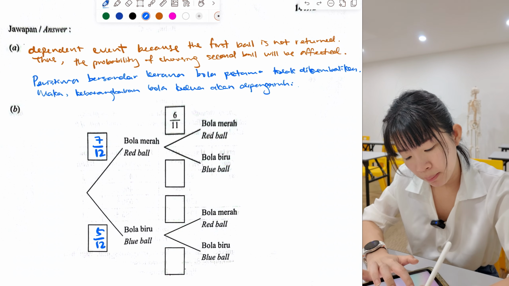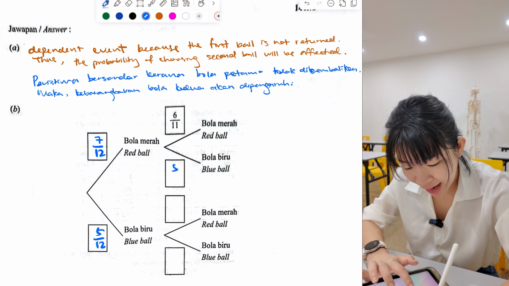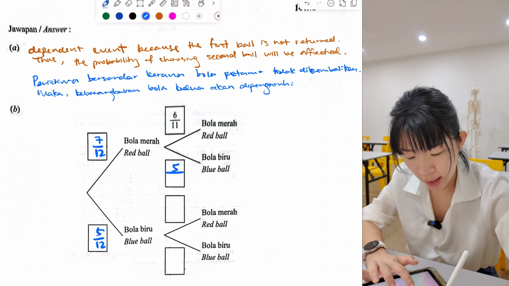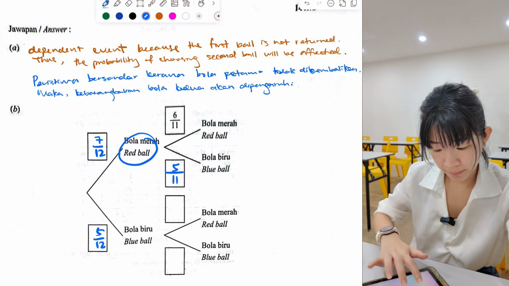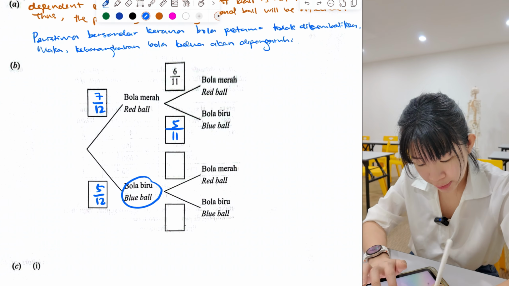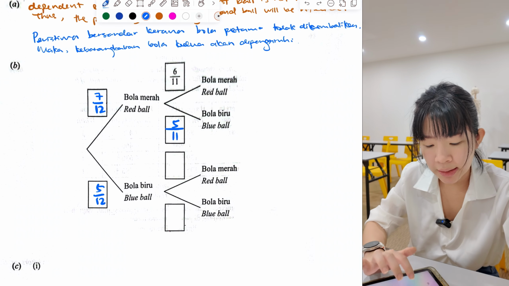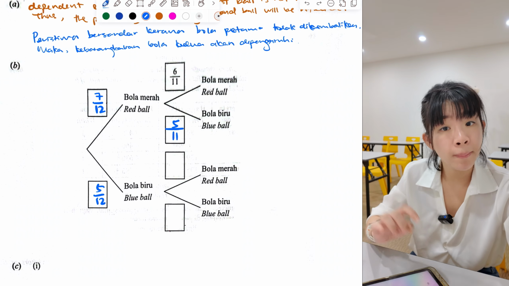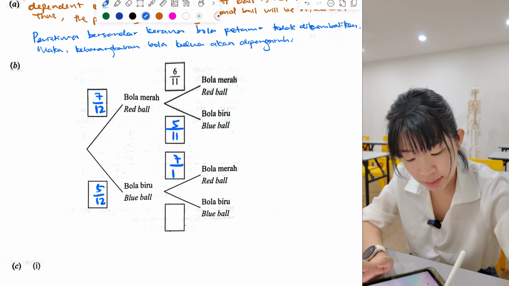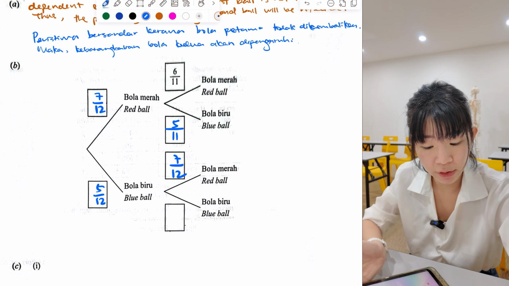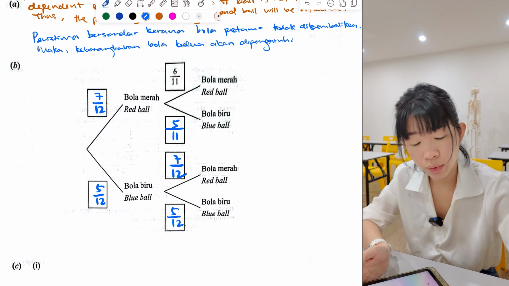Now if red, then the second one is blue. So what's the probability? Blue still has 5 balls, but we have total 11 balls because the first red ball is not returned. Next, if the first ball is blue color, then the second red, we put back. If it's blue, we put back. So red is 7, total still 12 because we put back the first ball. If it's blue, no changes, 5/12.